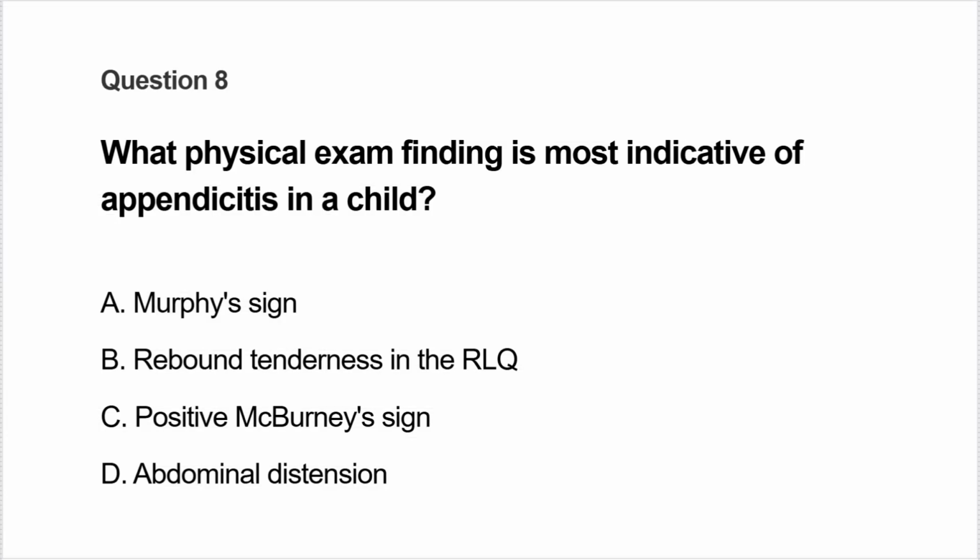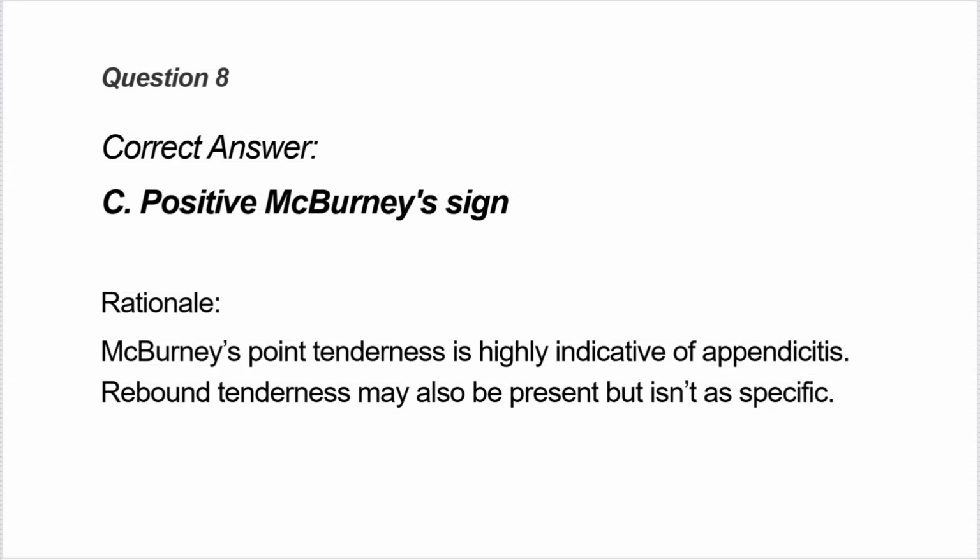Question 8. What physical exam finding is most indicative of appendicitis in a child? A. Murphy's sign. B. Rebound tenderness in the RLQ. C. Positive McBurney's sign. D. Abdominal distension. Correct answer: C. Positive McBurney's sign. Rationale: McBurney's point tenderness is highly indicative of appendicitis. Rebound tenderness may also be present but isn't as specific.